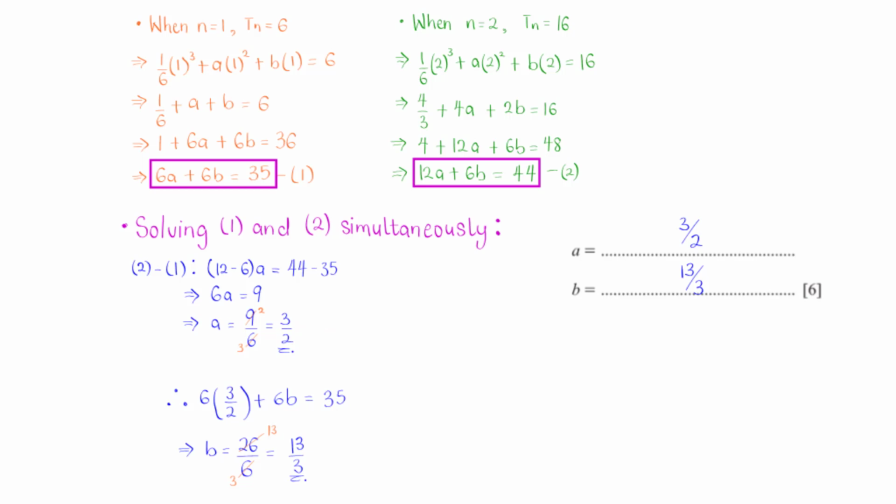To get the value of b, we can plug in the value of a in any of the equations. If we pick equation 1, we have 6 times 3 over 2 plus 6b equals 35. When we make b the subject, we get b equals 13 over 3.